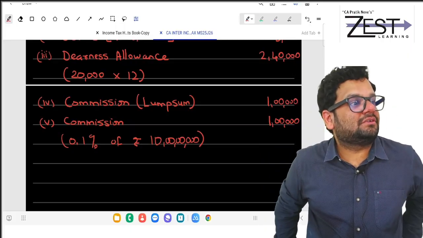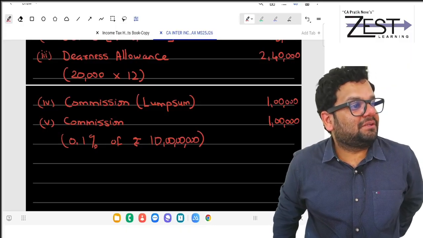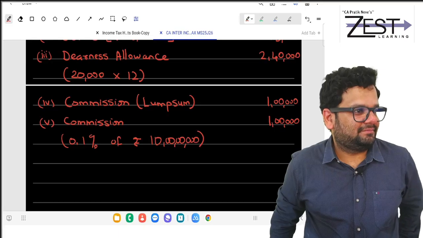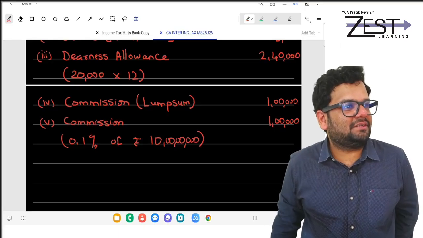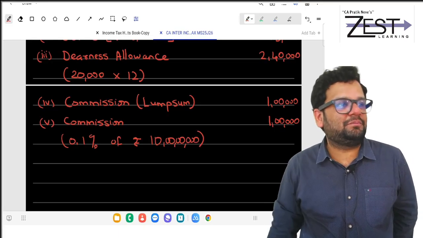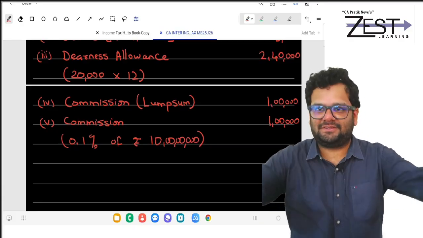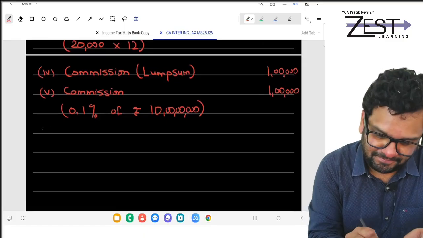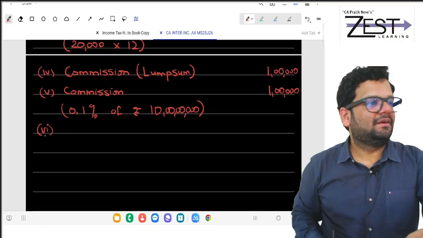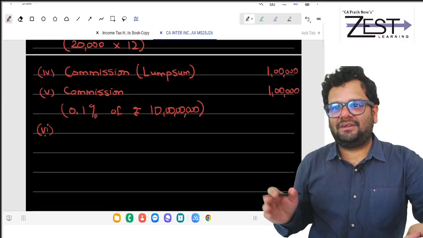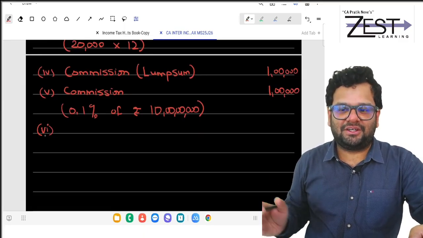10 crores, 10% is 1 crore. 1% is 10 lakhs. And 0.1% is 1 lakh. Please. After commission, so basic done, DA done, bonus done, commission done. What is next?